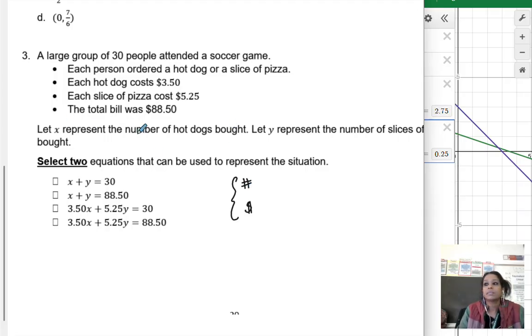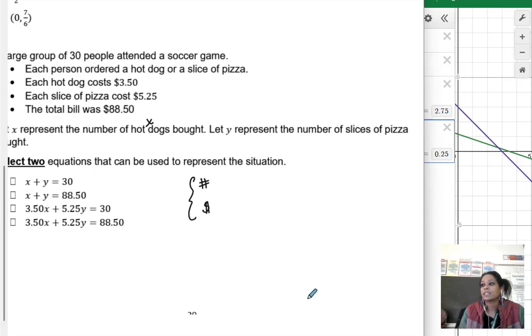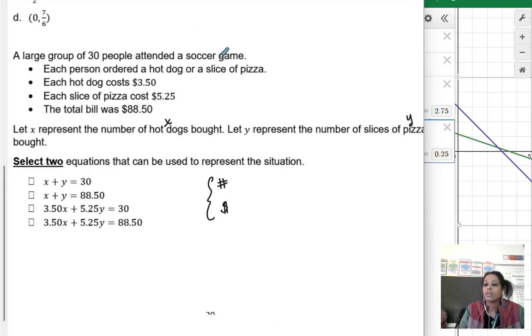It says here, let x represent the number of hot dogs. So the number of hot dogs is x. Where do I write that? I don't know. Well, it's x. Okay, I'll just write it here, x. And then let y represent the number of slices of pizza. So pizza is y. And then remember that each person got a hot dog or a slice of pizza. So a hot dog plus slices of pizza. And how many people were there? There were 30 people. So together, I don't know how many were sold of hot dogs or pizza, but I do know that together they sold to 30 people. So that's my first equation.